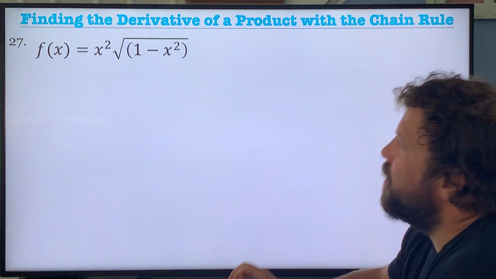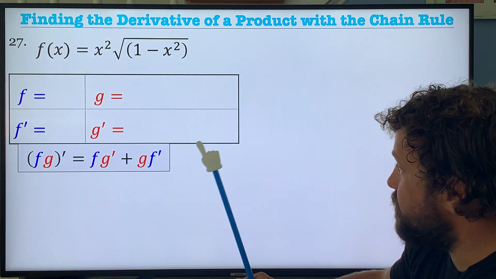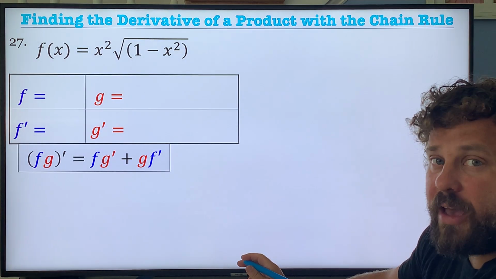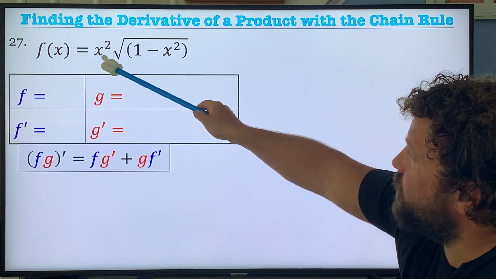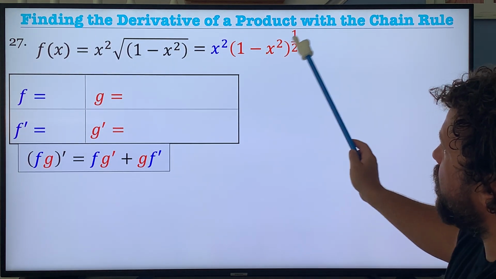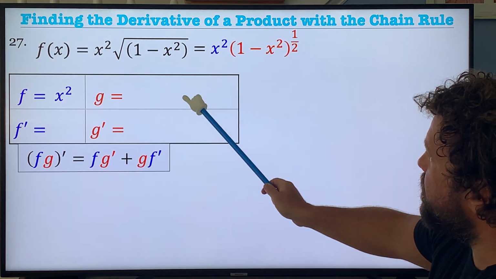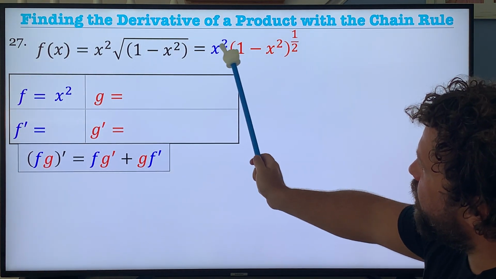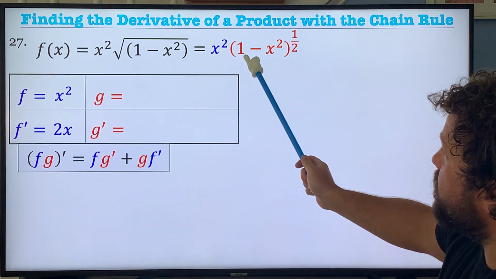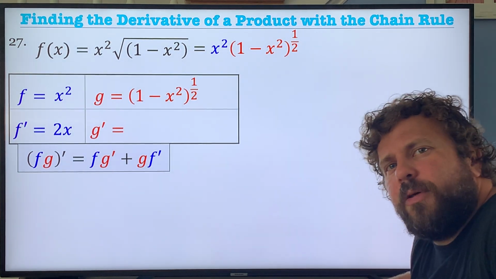All right, so first thing, what rule do you think we have to use here? You're correct. It is the product rule. F times g prime plus g times f prime. What is my f? I told you we weren't going to lose this. First function, x squared. This is x squared times 1 minus x squared all to the 1/2, right? So my f is x squared. My f prime is 2x, right? My g is 1 minus x squared to the 1/2. How do I find my g prime, though?